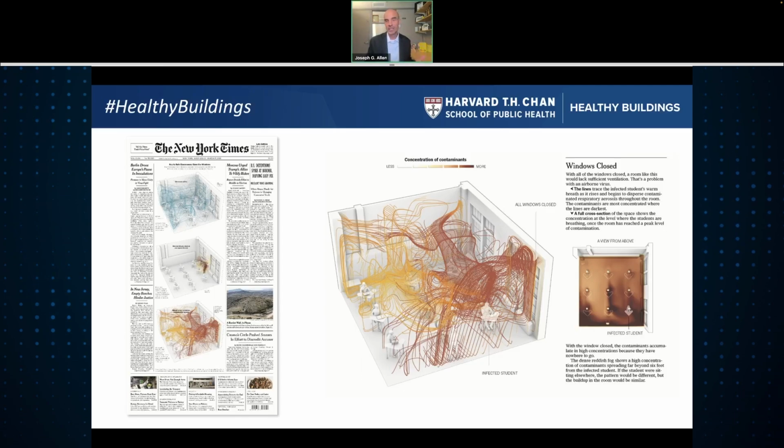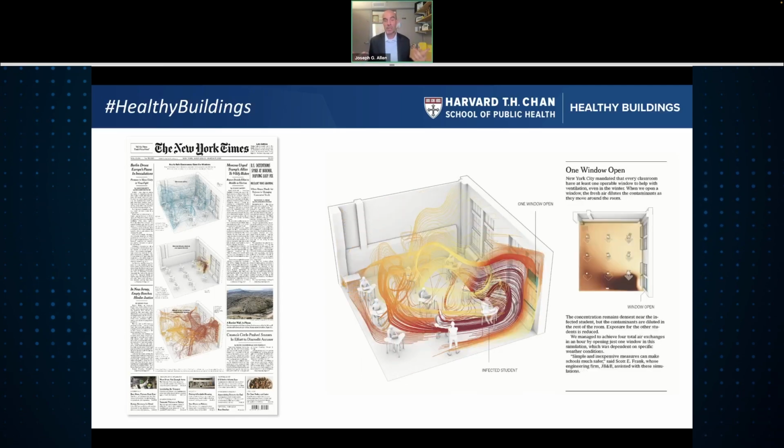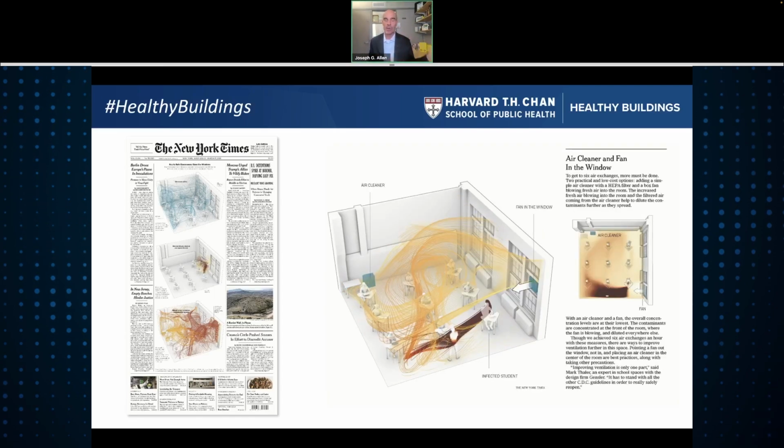Also important in the visualization is what happens when you take simple steps, like in this case, opening up a window. So the gradients change, the buildup of the smoke changes. You still have localized pockets, but already we see the reduced concentration. In this model, we then add a portable air cleaner with a HEPA filter in the back of the room, and the combination of ventilation and filtration dramatically reduces the concentrations in the room.